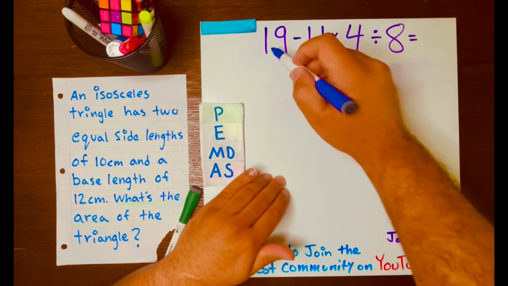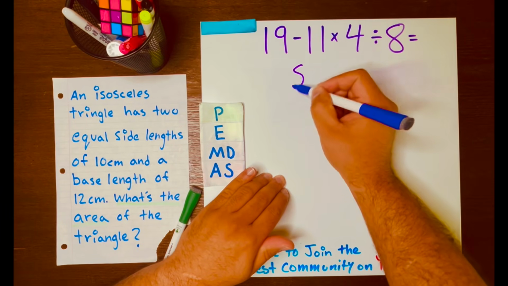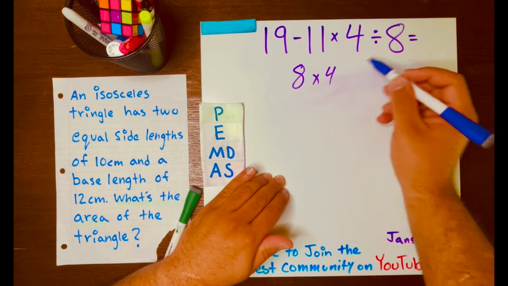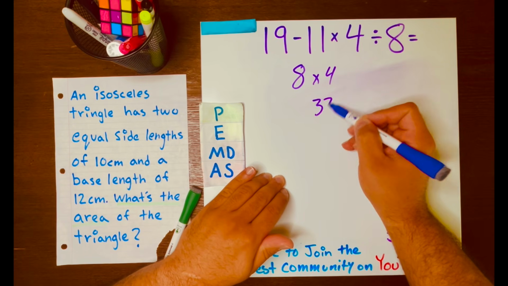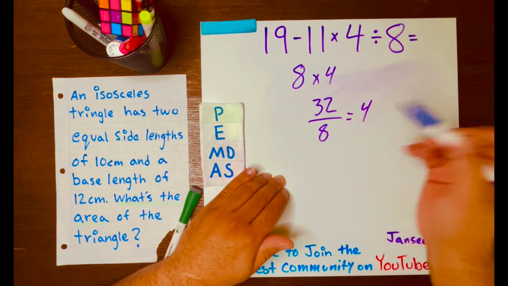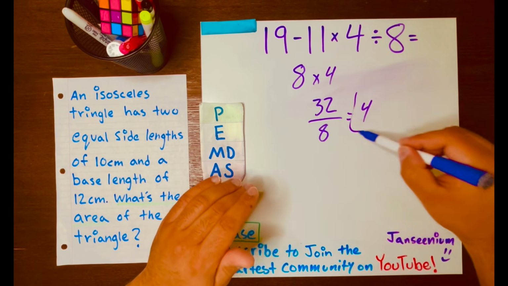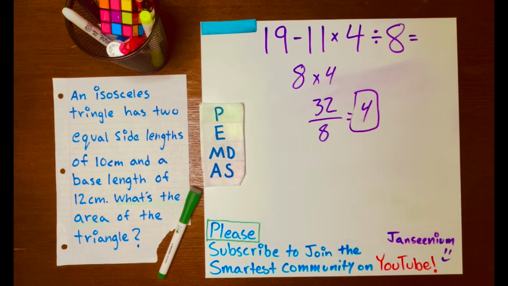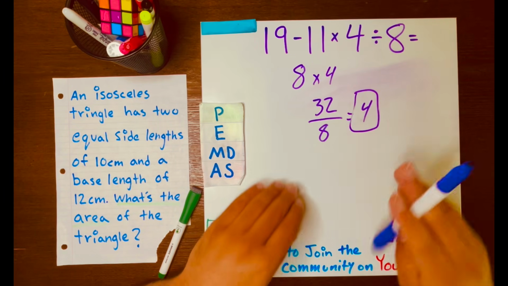Hi everyone, 19 minus 11 is 8, easy, times 4, that's 32, divided by 8, that's 4. 4 times 8 equals 32. So the answer must be 4, and that is incorrect. The answer is not 4.